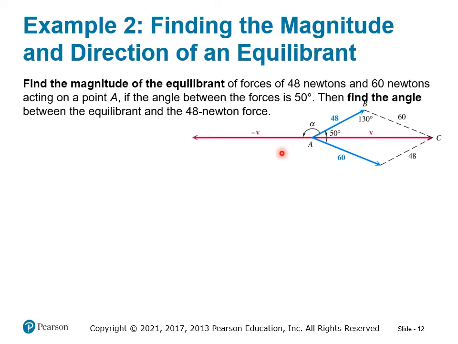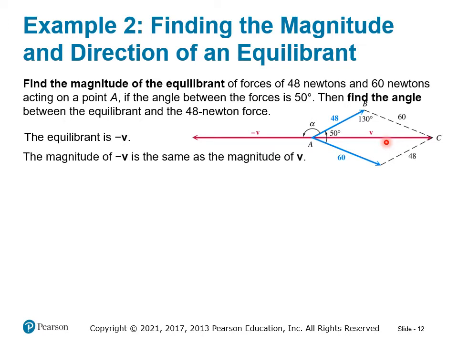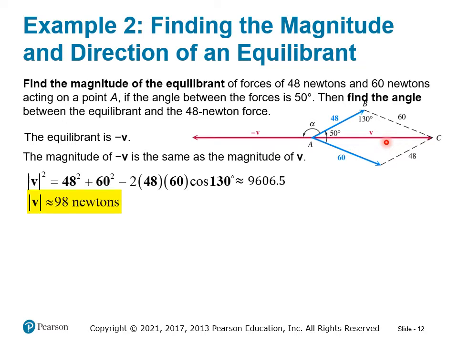So again, we have side, angle, side. So we can figure out the magnitude of vector v, the resultant, by simply using the law of cosines, just like we did in the last problem. So we do that, 48 squared plus 60 squared, etc. We get 9606. We take the square root and we get 98 newtons.